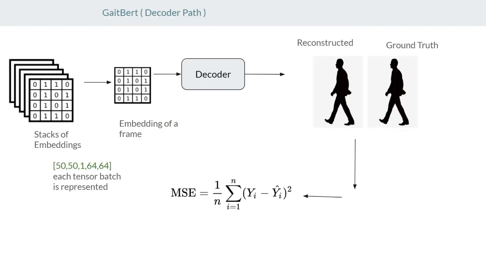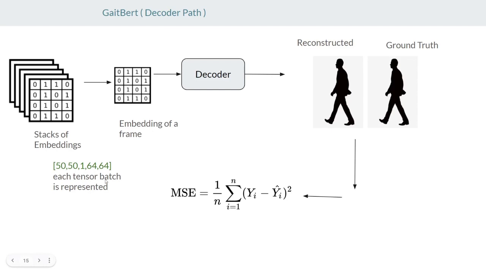This is the decoder path of our model. At the end of the encoder, we get a stack of embeddings. Then we take one embedding from it and pass it to a decoder. The decoder will try to reconstruct what is given at the input of the encoder. Once the decoder calculates that, we first find the MSE loss from it. Basically, we are comparing the ground truth with the reconstructed image that we have figured out from the decoder.